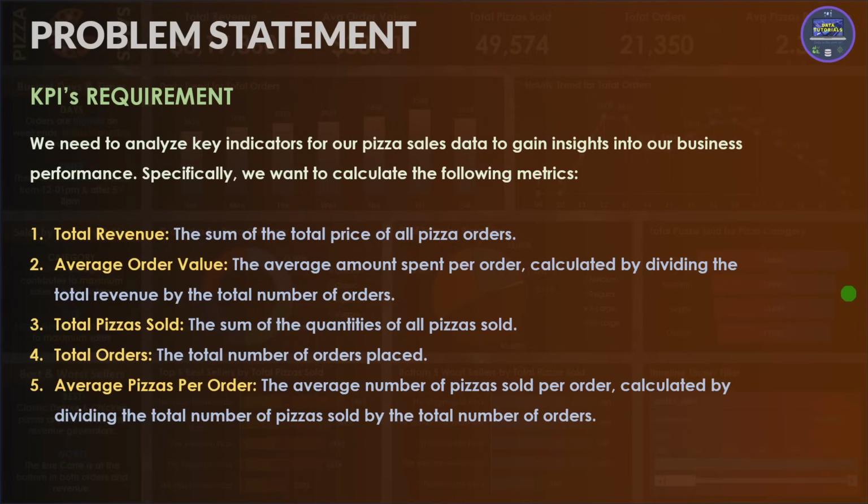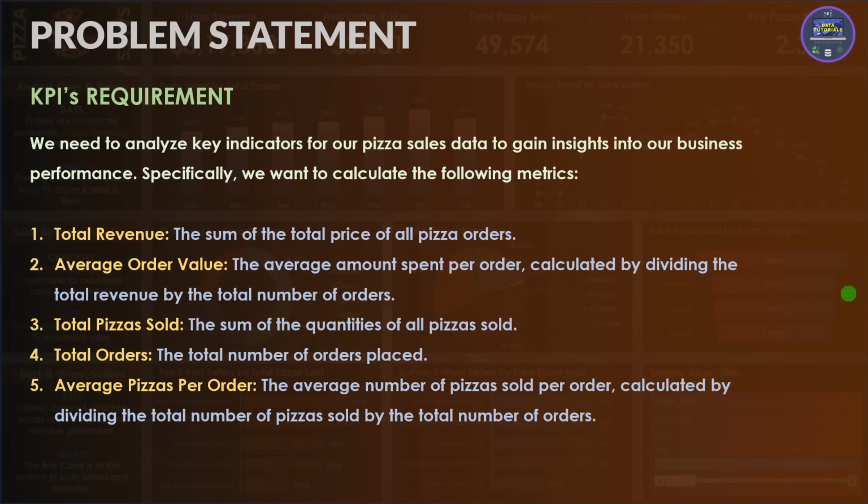The second is average order value. So average order value is nothing but the average amount spent per order. Okay, so it is calculated by dividing the total revenue by the total number of orders. So we have a formula as well here. Then total pizza sold, so this is nothing but the sum of all the quantities of the pizza sold.